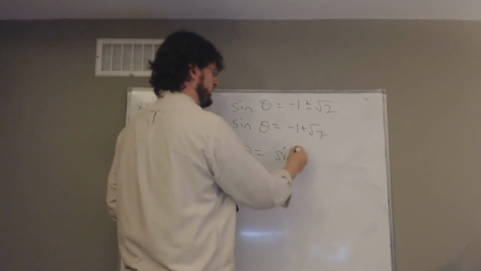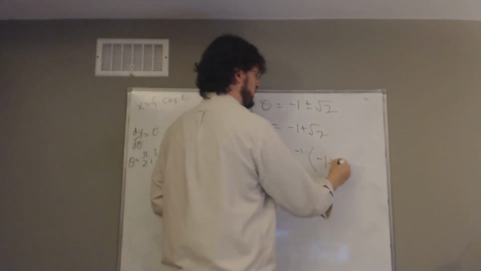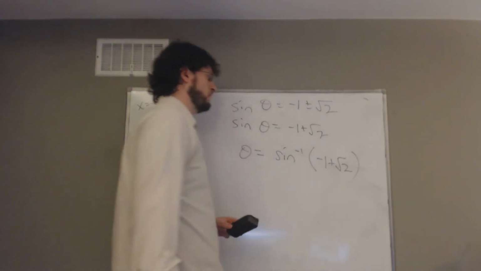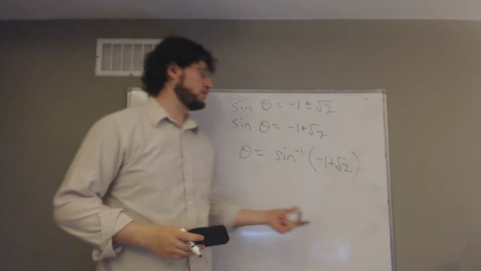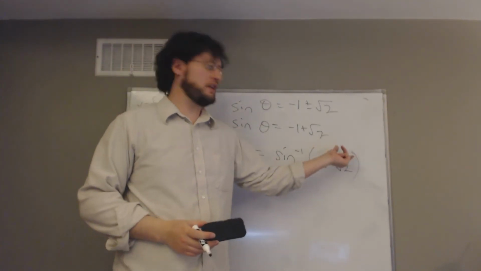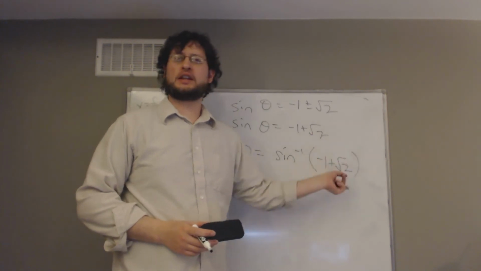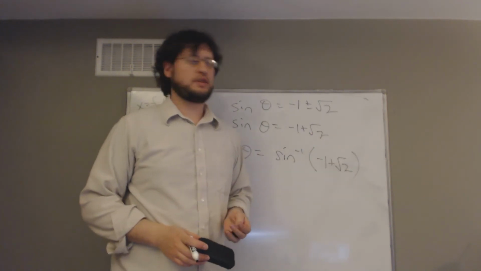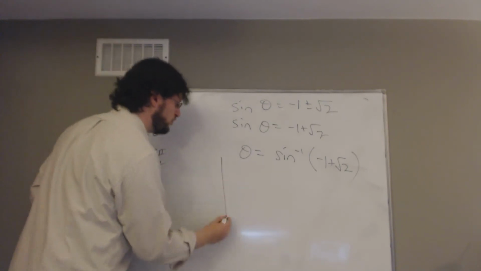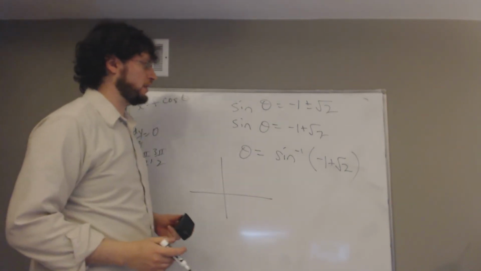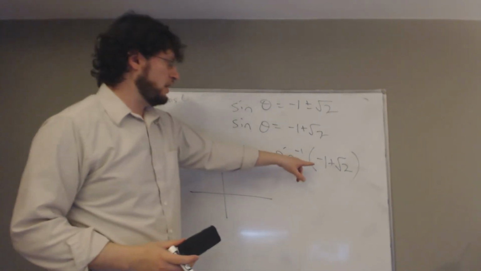Theta will be sine inverse of -1 plus the square root of 2. Because the square root of 2 is 1.41 or something like that, and when I put this in, I get a number that's bigger than 1. Right? So, in fact, I'm going to have 2 values that work.